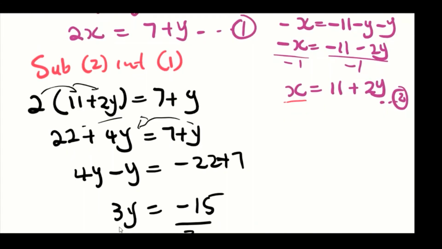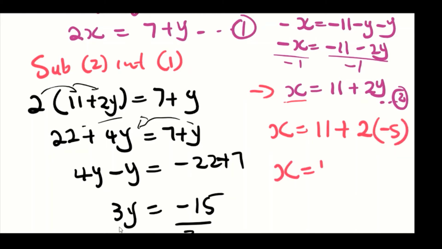To find the value of x, you will say x is equal to 11 plus 2y. So I'm using this equation, substituting minus 5, which is your y. So x is equal to 11 minus 10, and x is equal to 1. So this is the value of x.